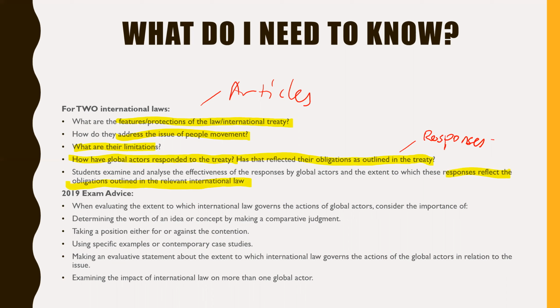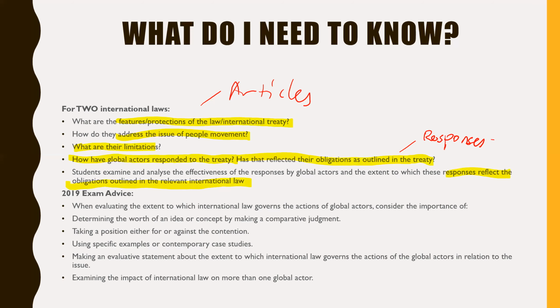Okay, then it says in the 2019 exam advice, when evaluating the extent to which international law governs the actions of global actors, consider the importance of determining the worth of an idea or concept when making a comparative judgment. So how effective are the international laws at governing actors? Take a position, have examples and contemporary case studies, and make an evaluative statement about whether international law can govern the actions of global actors, and the impact of international law.